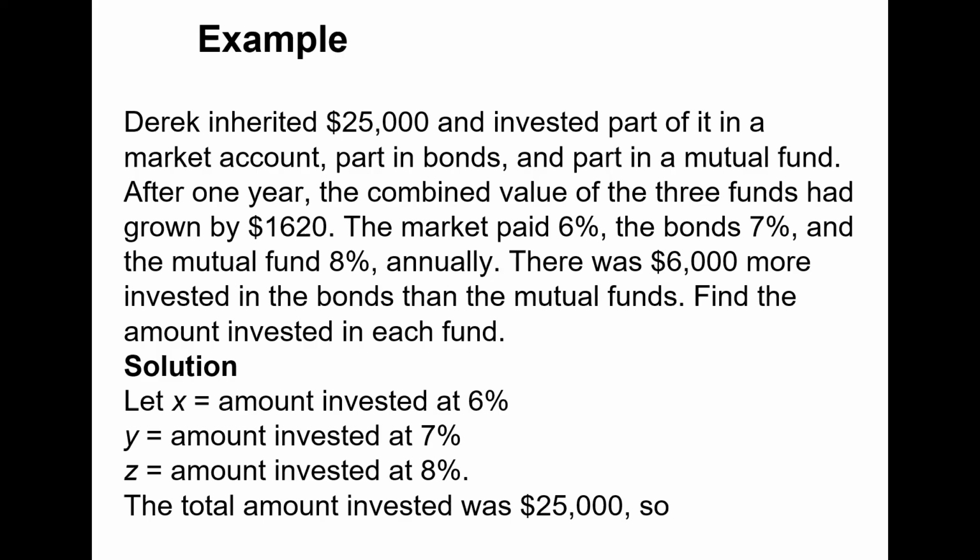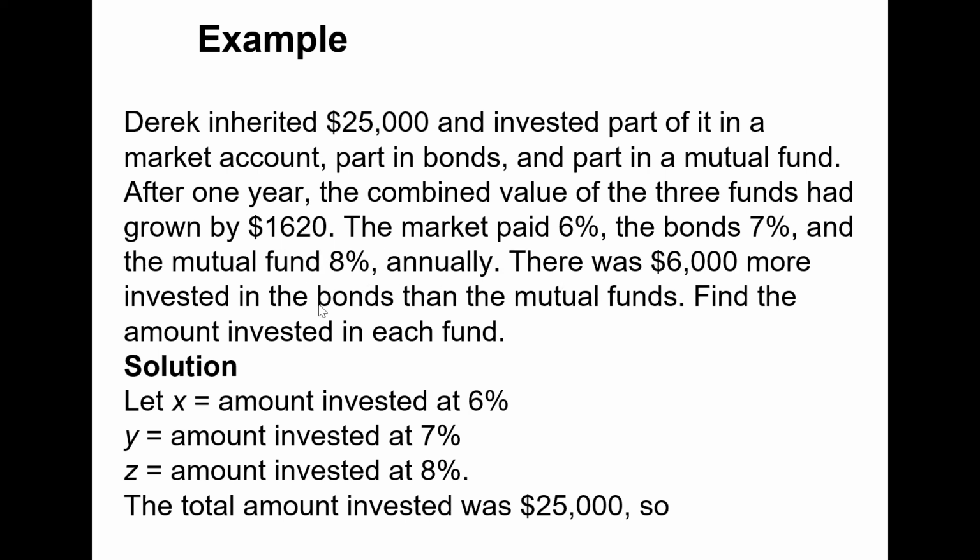All right, so this is one where we have somebody inheriting money. They inherit 25,000 and they're investing part of it in a market account, part of it in bonds, and part of it in a mutual fund. After 1 year, the combined value of the three funds had grown by $1,620. So that's kind of our interest. The market paid 6%, the bonds 7%, and the mutual fund 8% annually.